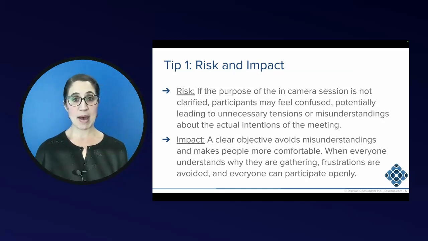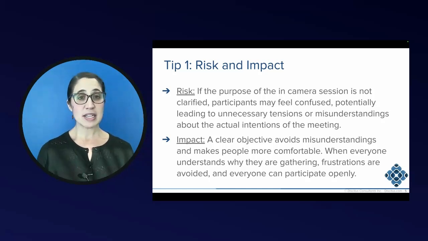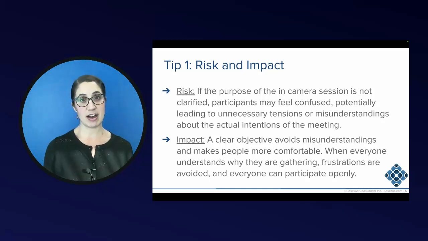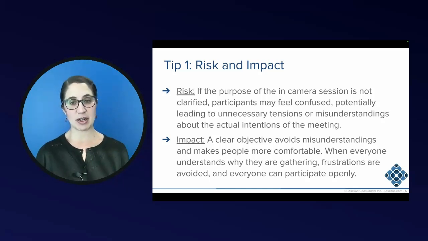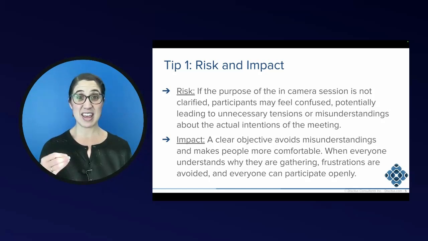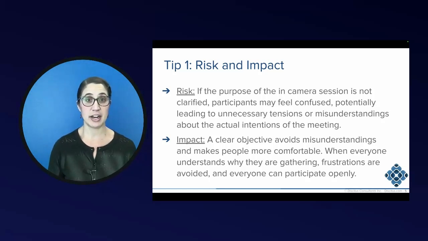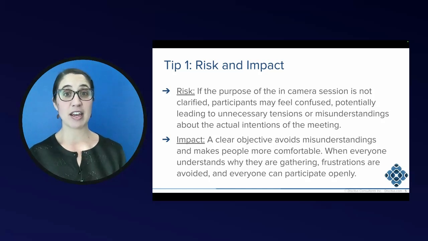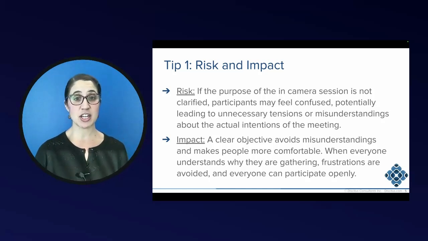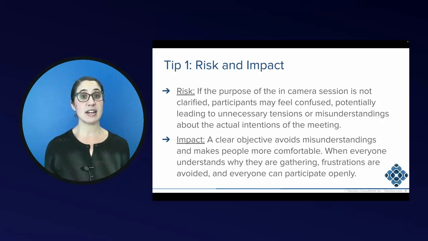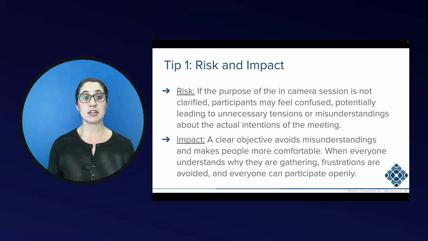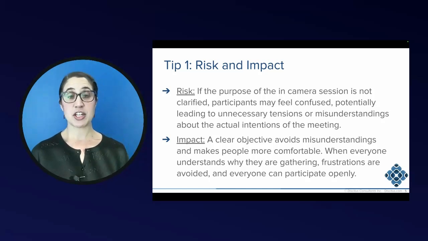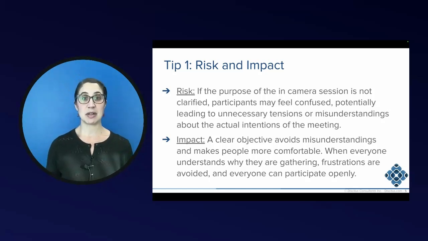What is the risk and impact of clearly defining why the in-camera session is taking place? Well, the risk is if the purpose of the session is not clarified, participants may feel confused, potentially leading to unnecessary tensions or misunderstandings about the actual intentions of the meeting, right? What is the impact of having a clearly stated purpose for the in-camera session? Well, a clear objective avoids misunderstandings. It makes people, generally speaking, more comfortable. When everyone understands why they are gathering, frustrations are more easily avoided, and everyone can participate more openly.